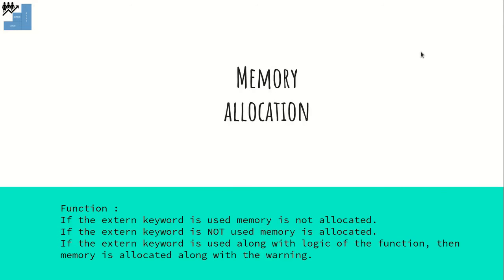The same goes with functions. If the extern keyword is used, memory is not allocated. If the extern keyword is not used, memory is allocated. And if the extern keyword is used along with the logic of the function, then memory is allocated along with the warning. You can try this experiment by yourself.